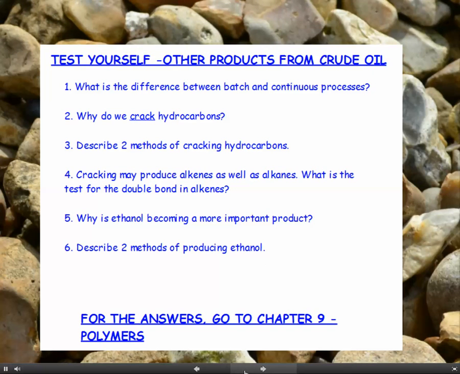Okay, so quickly test yourself. Hopefully you've printed out all these notes so you can answer it now and find the answers at the beginning of the next chapter.